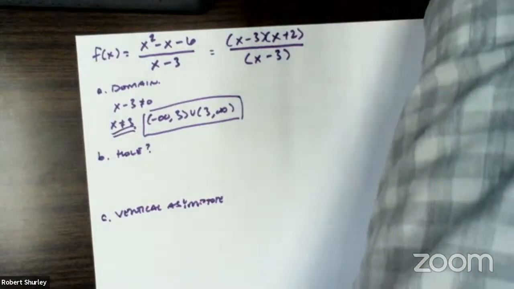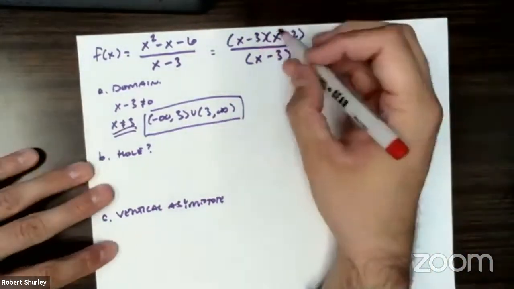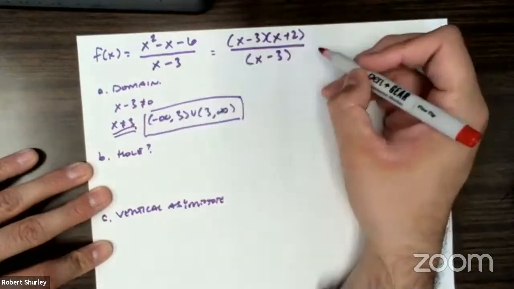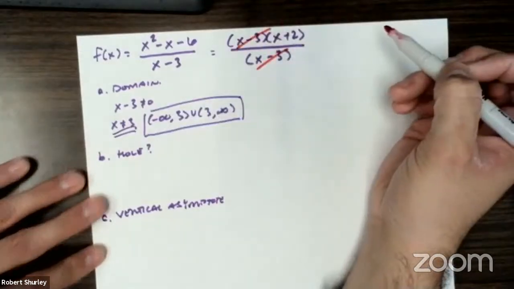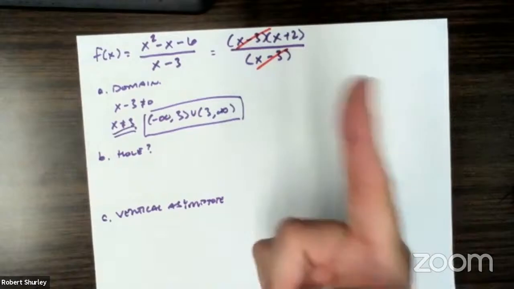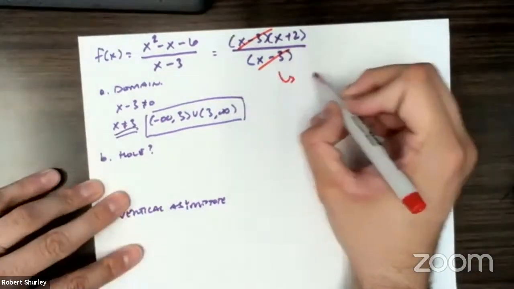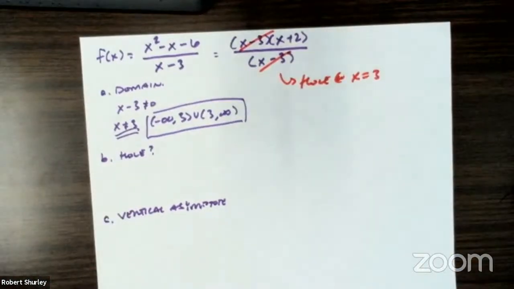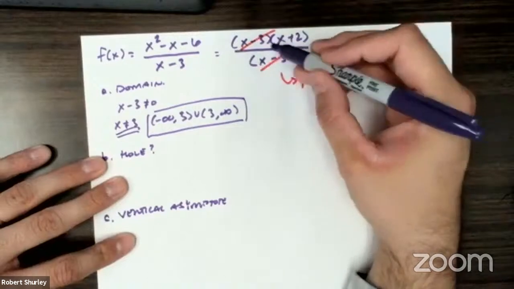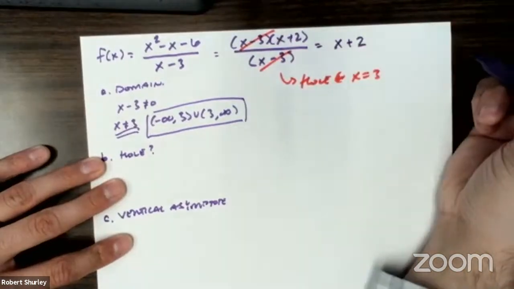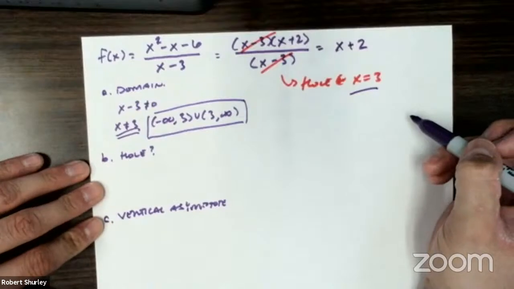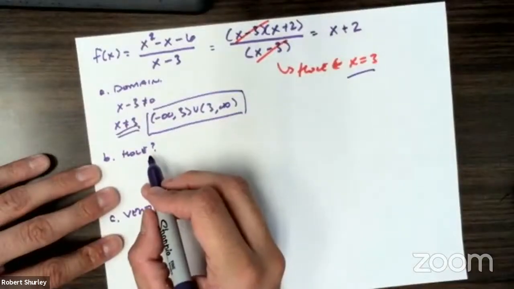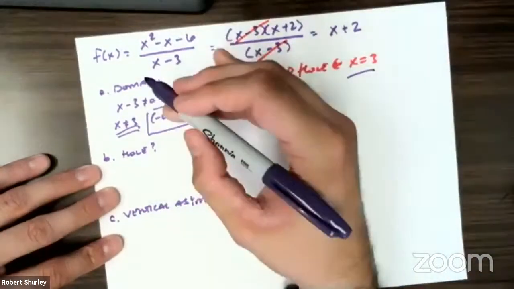And notice, pulling out the red pen, notice where our restriction comes from, it cancels with a factor in the numerator. If that happens, we've got a hole, okay, at x equals 3. So after the simplification, we wind up with x plus 2, right? But this means we've got a hole at x equals 3. So now a hole is a coordinate, okay? It's a coordinate. So you need the x value and you need the y value.